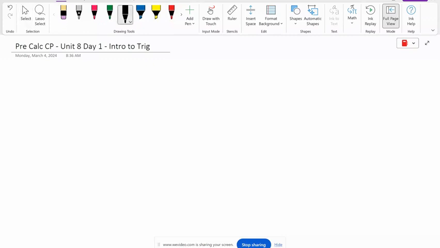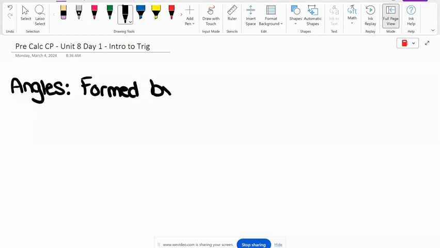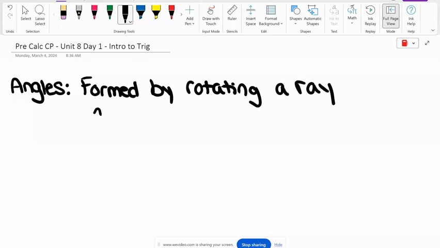All right, so the first part of this lesson, a lot of the lesson is going to be definitions, just terminology that we need to know. So let's go through first. Right, so angles are now going to be formed by rotating a ray about its endpoint.